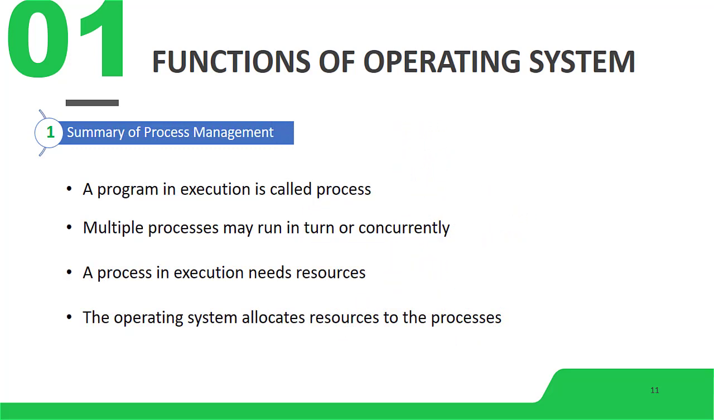Summary of process management. A program in execution is called a process. Multiple processes may run in turn or concurrently. A process in execution needs resources. The operating system allocates resources to the processes.